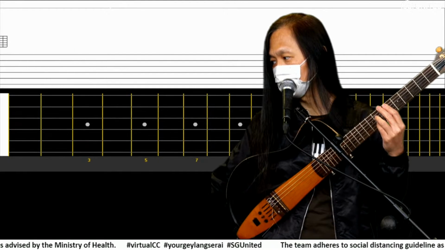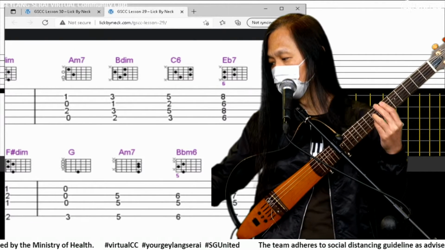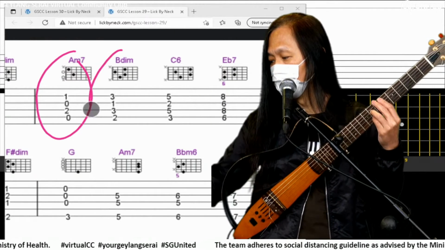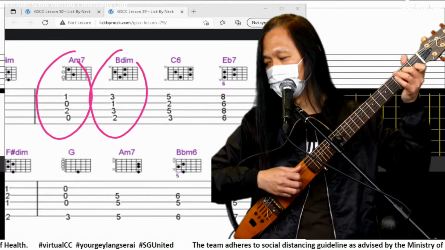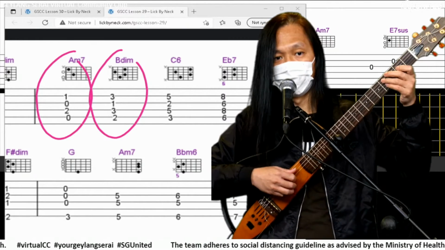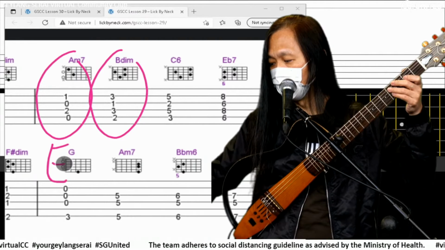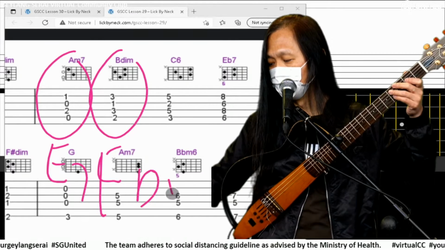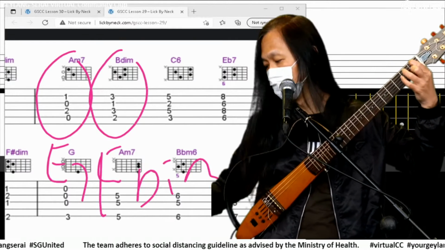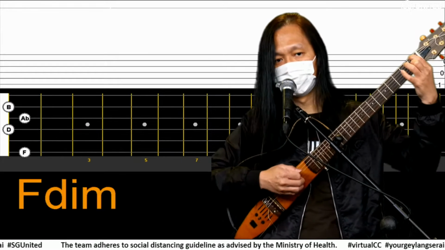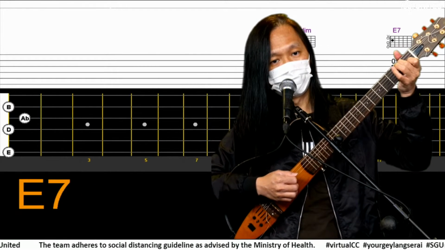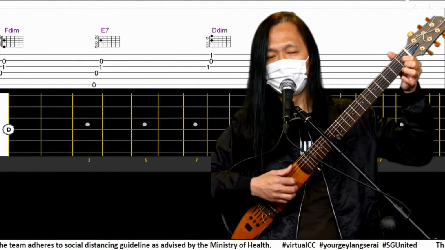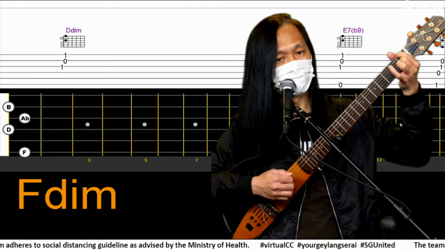Okay, A minor 7 is the original chord. Then this one is kind of like E7, right? E7 again, the diminished, you can go to F sharp diminished. Do F diminished over here. E7 becomes E7 flat 5, flat 9. So you have this diminished over here.